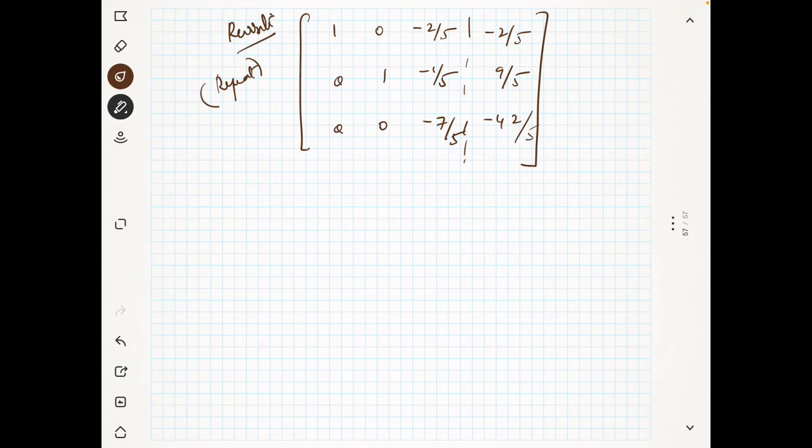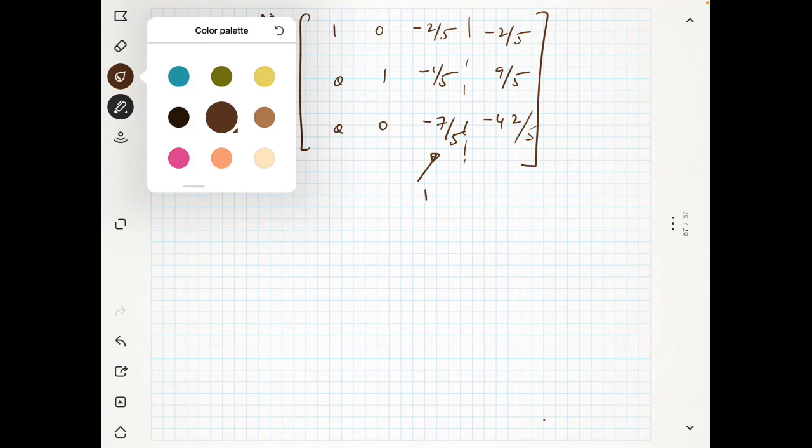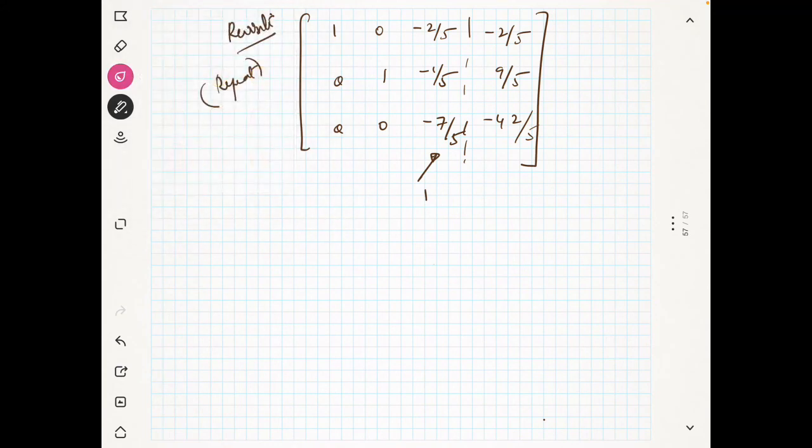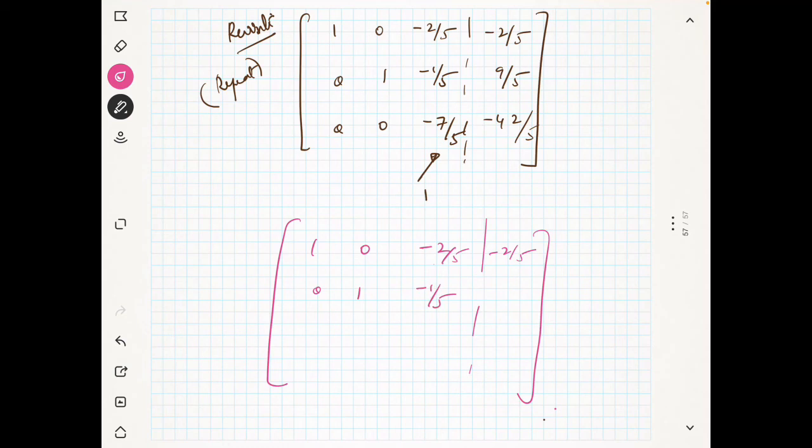Now you see here, I want this element as 1. So what I want to do, I will multiply my row 3. This is minus 7 by 5. I will multiply with minus 7 by 5. So I am going to change this. So 1, 0, minus 2 by 5 and minus 2 by 5. 0, 1, minus 1 by 5 and 9 by 5. 0, 0, minus 7 by 5 and minus 42 by 5.